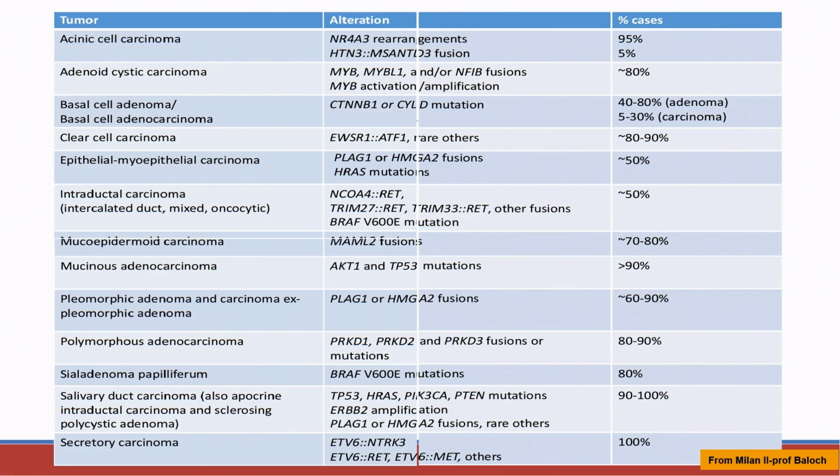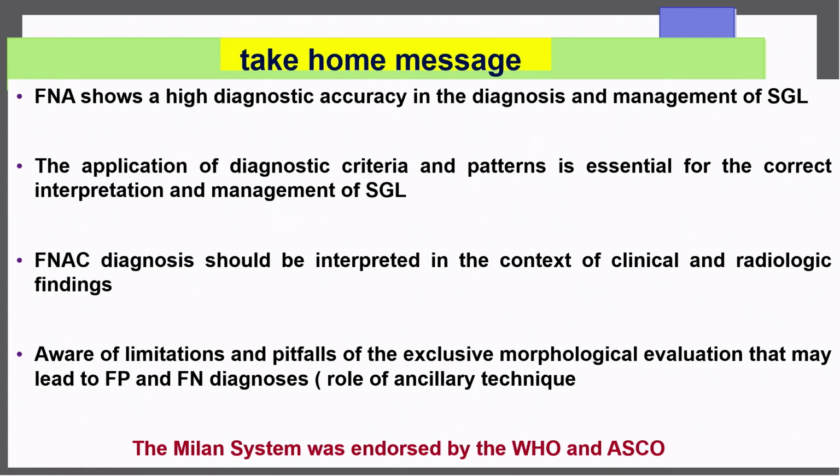It's important to focus on the fact that also in cytology you can perform ancillary techniques with feasible and reliable results, and you can see here a table of many different tumors, benign and malignant, associated with specific alterations, which can be rearrangements, amplifications, or mutations. In some cases they are pretty useful because they are associated with 100% of the cases, such as secretory carcinoma and ETV6-NTRK3. So in conclusion, we can say that FNA has a very high diagnostic accuracy in the management and diagnosis of salivary gland lesions.